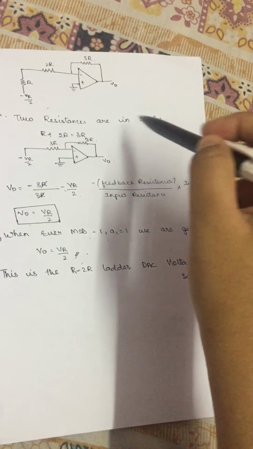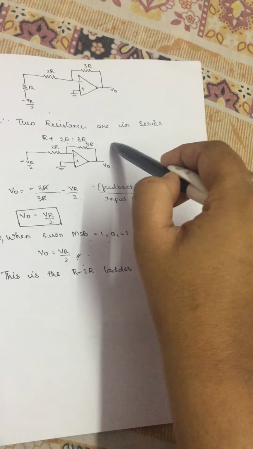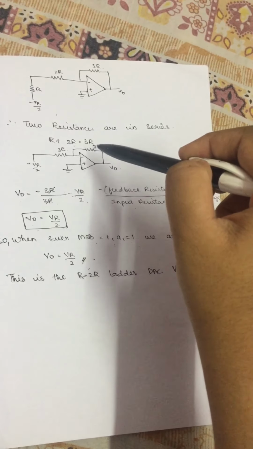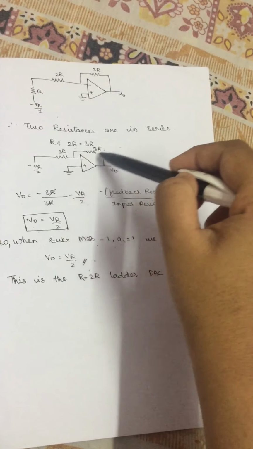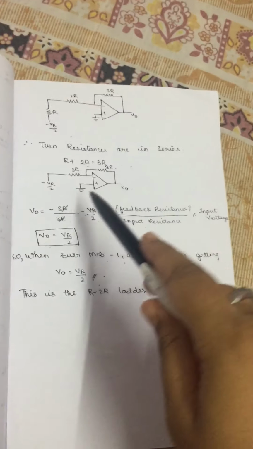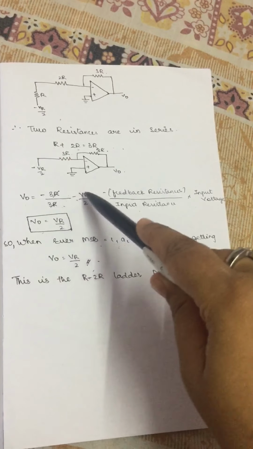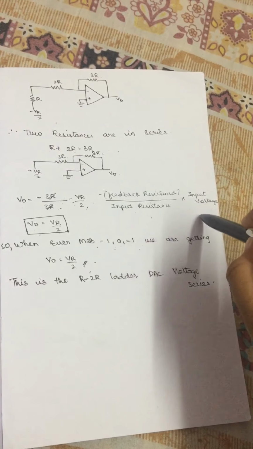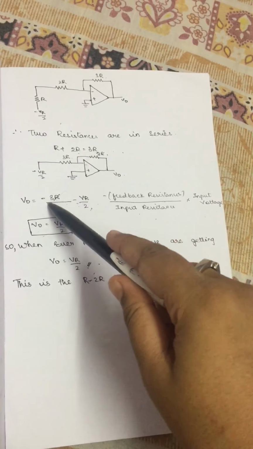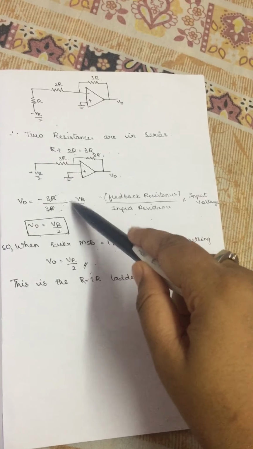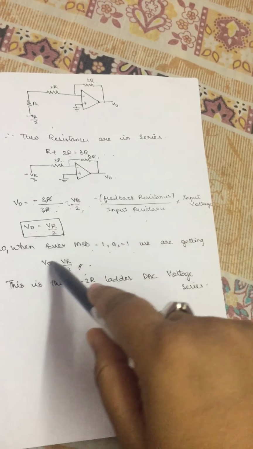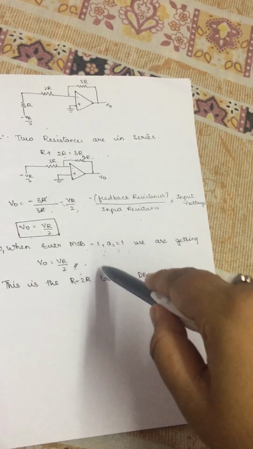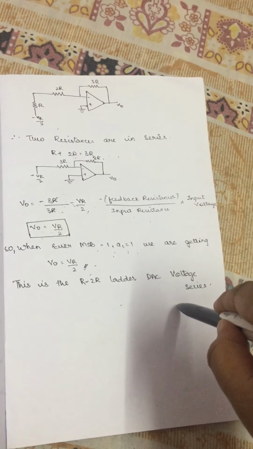The two resistances are in series. R plus 2R equals 3R. Now we have just the input resistance and input voltage to the minus feedback and the feedback resistance. Now V0 equals minus 3R by 3R into minus VR by 2, equals minus feedback resistance by input resistance into input voltage. So here 3R and 3R cancel, minus and minus equals plus, and V0 equals VR by 2. So whenever MSB equals 1, that means A1 equals 1, we get V0 equals VR by 2. This is the R2R ladder DAC voltage series.